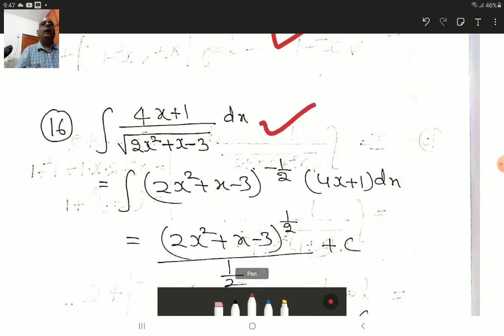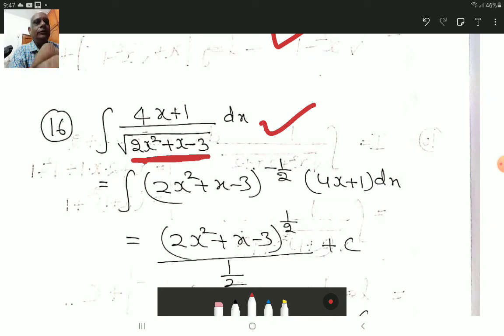4x plus 1 upon square root of 2x square plus x minus 3. Which type is this? It is the type linear upon square root of quadratic. And what I had written earlier before starting the exercise is that if you have the shape linear upon square root of quadratic, try to apply the formula integration of (fx) whole power n into f dash x dx is equal to (fx) whole power n plus 1 upon n plus 1, provided n is not minus 1. You see here, this is the function. Just check what will be its derivative.